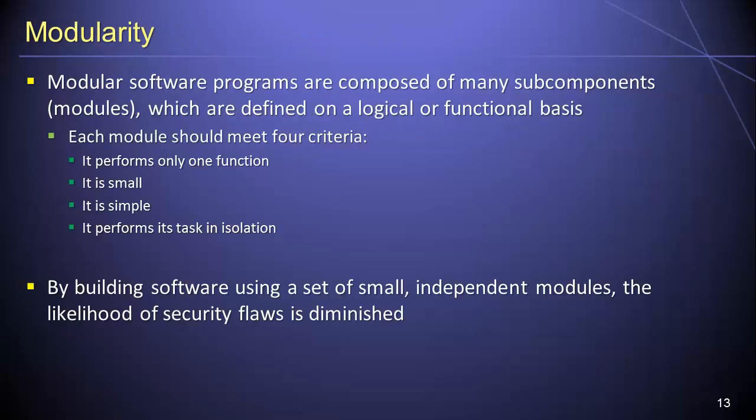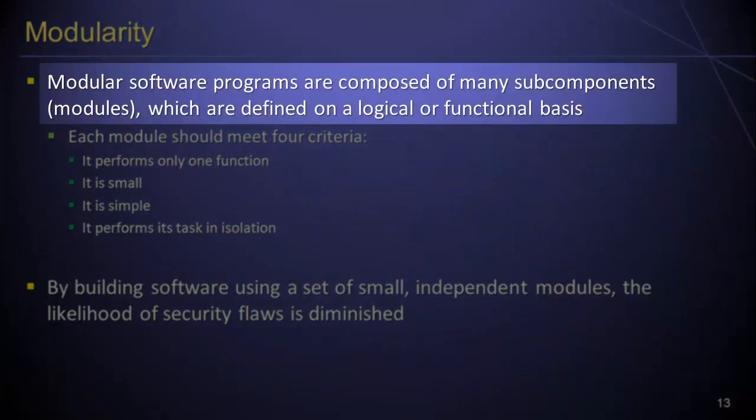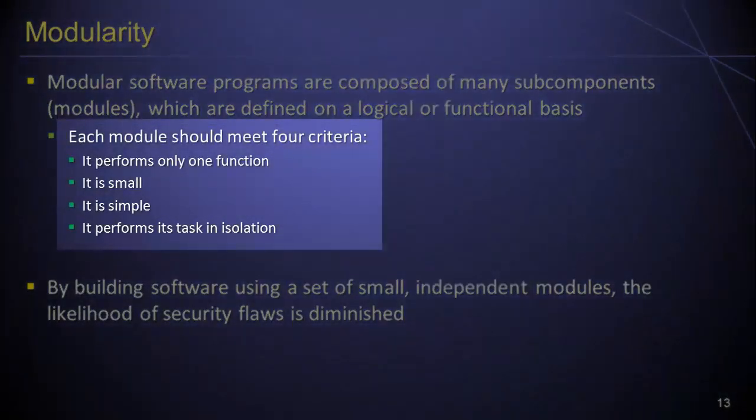One of the ways of enhancing the security profile of a software program is to design the program on the basis of modularity. Modular software programs are composed of many subcomponents called modules, which can be defined on either a logical or a functional basis. Each of these modules should be designed to meet 4 criteria. First, each module should perform just one function. Second, each module should be small. Third, each module should be as simple as possible. And finally, each module should be able to perform the task for which it was designed in isolation.